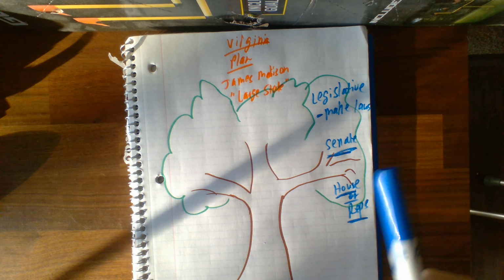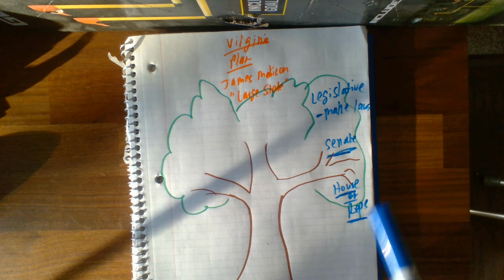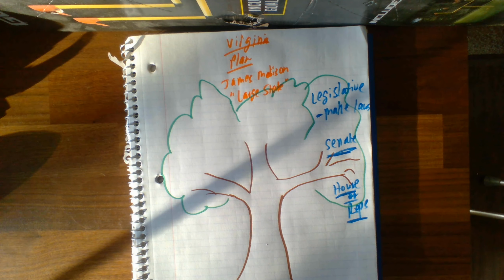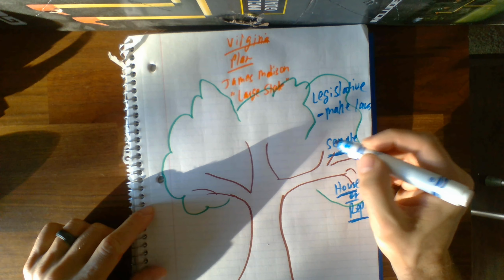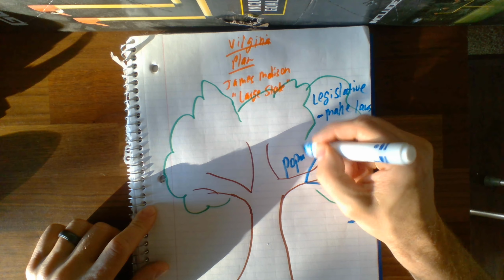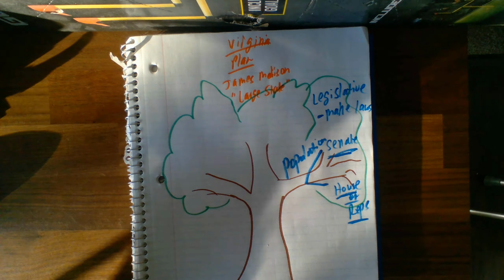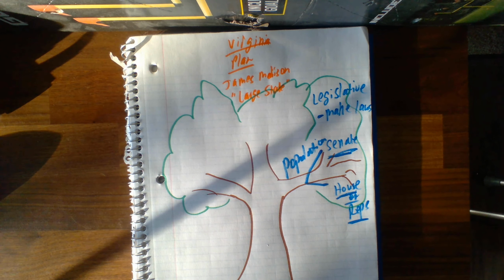But the big thing about this plan was James Madison said, you know what? I feel like Virginia is a very large state, so I feel like they should have more say. They should have more power in the lawmaking process. So both of these two are going to be based on population. And that means the more people you have in your state, the more say you are going to have.